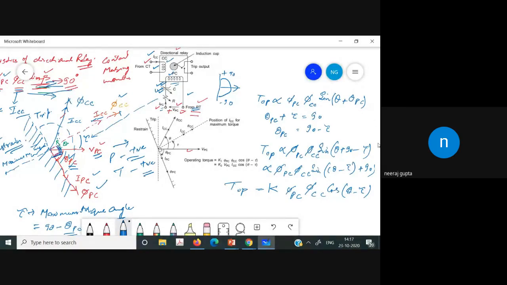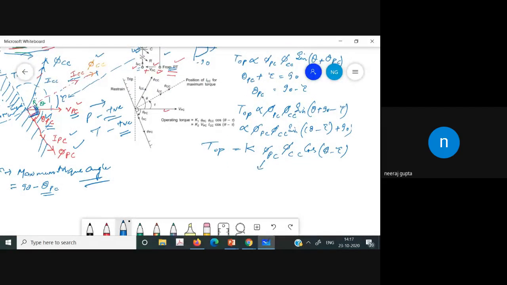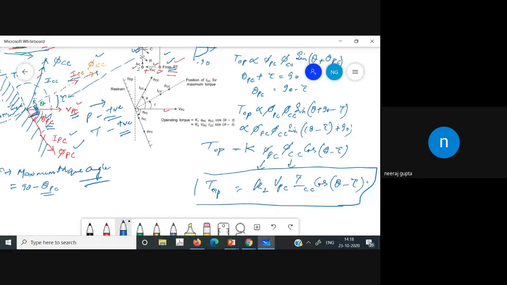So from this you will see that this theta PC depends upon this voltage, and this depends upon ICC. So finally, T operating is equal to, let us suppose, constant K2, then it is VPC ICC cos of theta minus tau. This is the final operating equation in terms of the maximum torque angle.